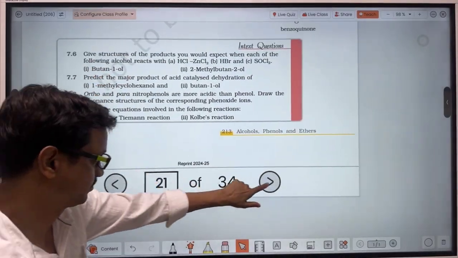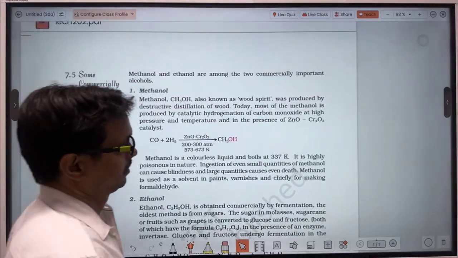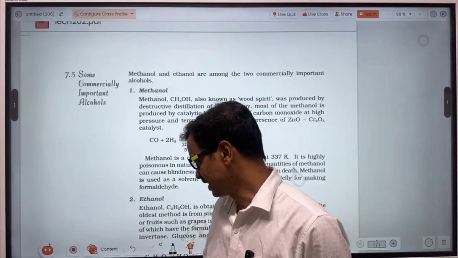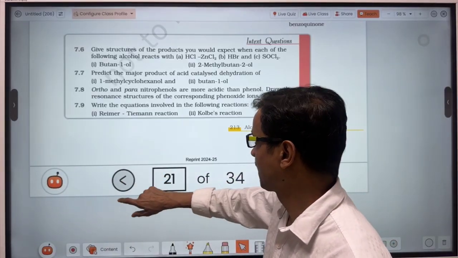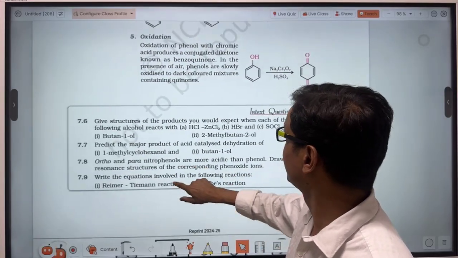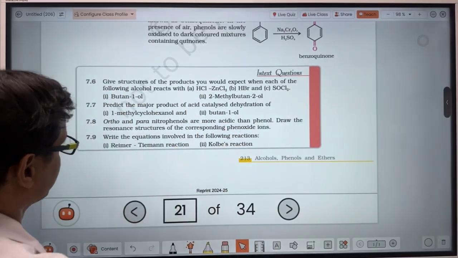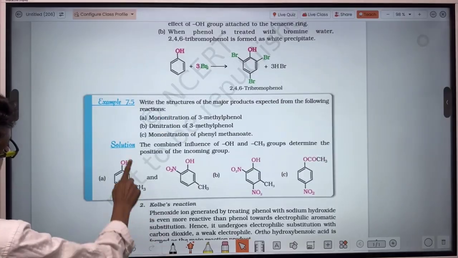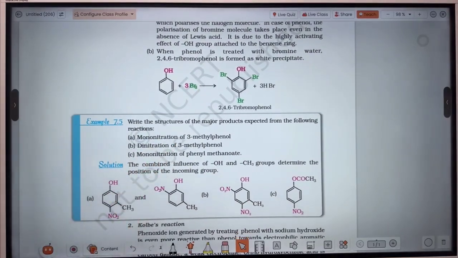This is in the text question. That was about the properties of phenols. Then after, let's see some questions which I have told you to discuss later on. These questions you write by yourself. We have discussed already. Kolbe's reaction done. Let's discuss about this question.